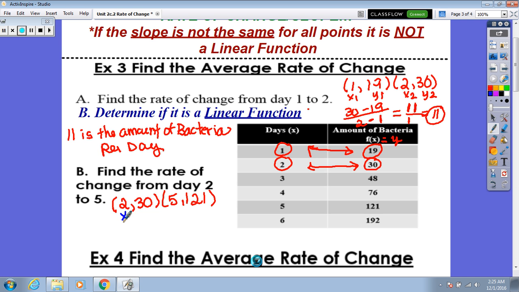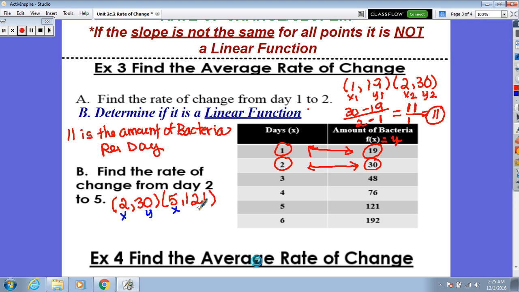So x and y, x and y. These get 1s because they're the first point. These get 2s because they're the second point. What two numbers are we subtracting on the top? 121 minus 30. Very good. And what two numbers are we subtracting on the bottom? 5 minus 2. Alright, so 121 minus 30 gives me 91.